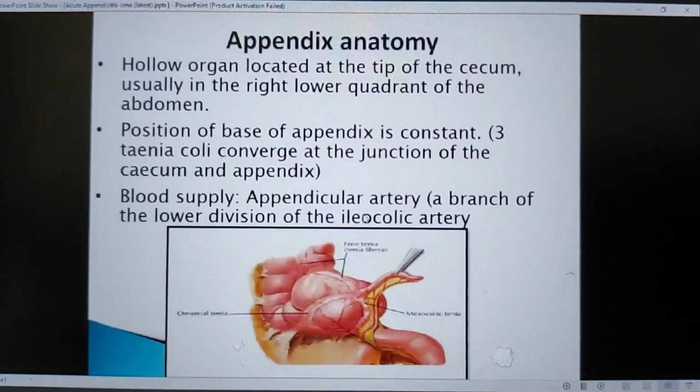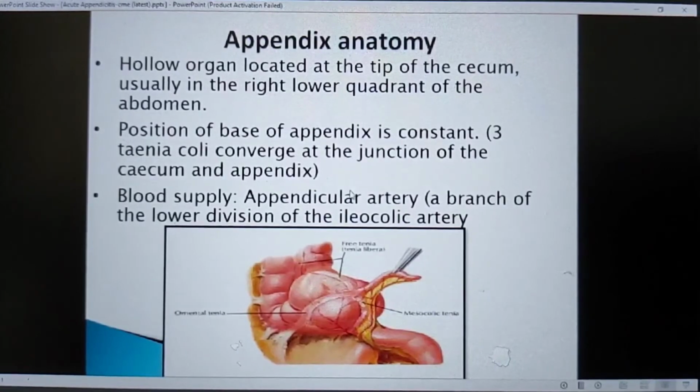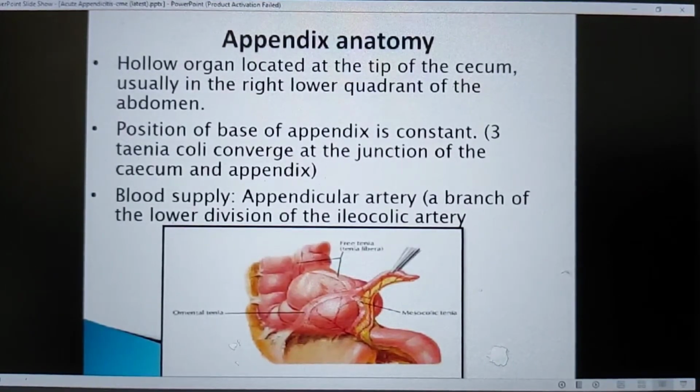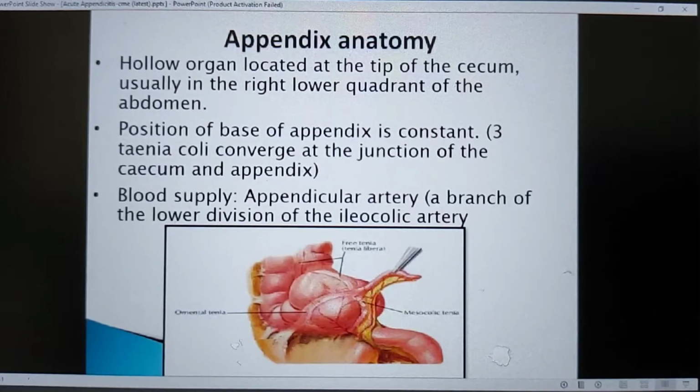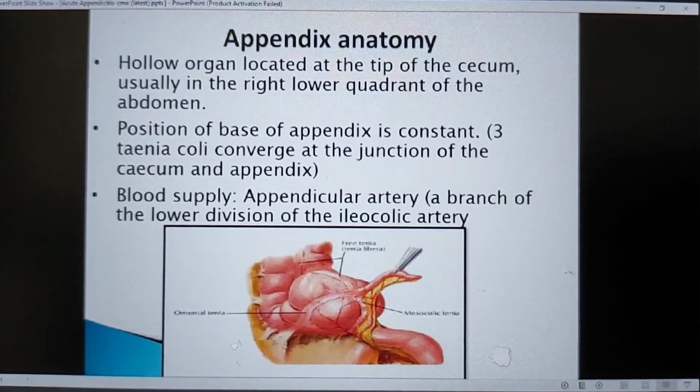So, acute appendicitis is the inflammation of the appendix. The appendix is a hollow organ located at the tip of the cecum, usually in the right lower quadrant of the abdomen. The position of the base of the appendix is usually constant, and the 3 tinea coli converge at the junction of the cecum and appendix. The blood supply of the appendix is the appendicular artery, which is a branch of the lower division of the ileocolic artery.